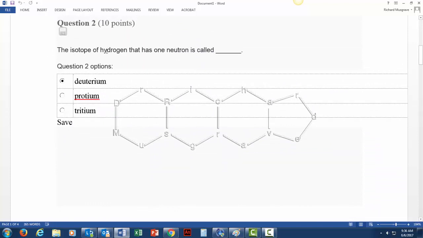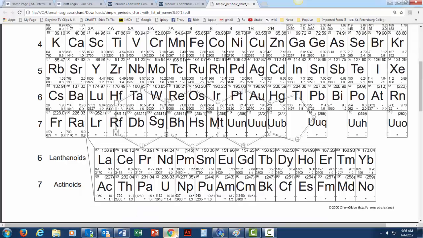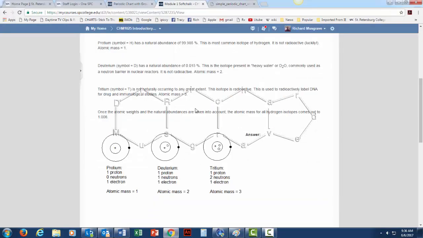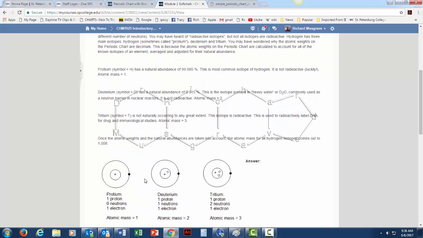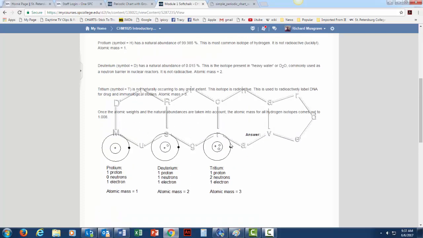The next one, the isotope of hydrogen that has one neutron is called, in this case, deuterium, and the place you'll find this is in the Module 1 SoftChalk, Example 4, which outlines the different isotopes of hydrogen that are possible. An isotope has the same number of protons, in this case 1, but different numbers of neutrons, in this case 0, 1 and 2, giving different kinds of hydrogen. These are the different isotopes that we can obtain.